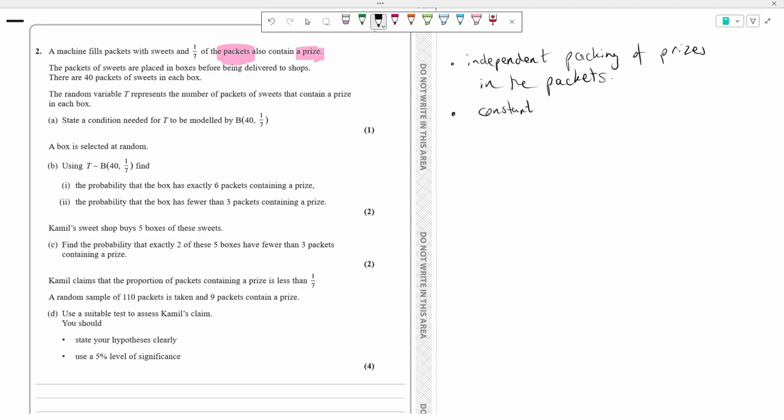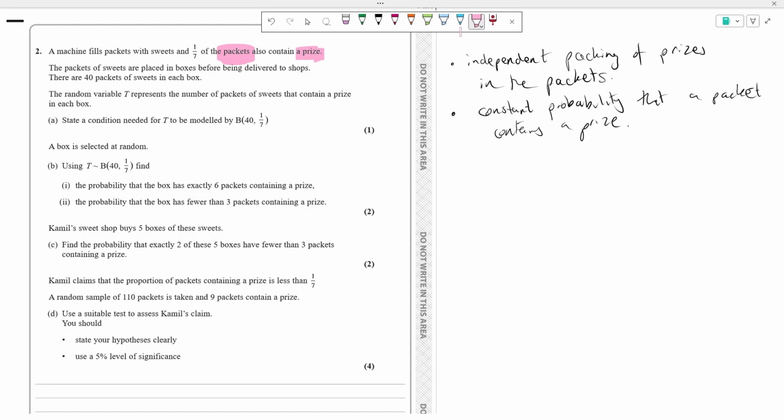You should probably also talk about constant probability, because that is also a key bit. You don't want different probabilities for each packet. So it's a constant probability that a packet contains a prize. Those are your two bits. You don't need both of them, obviously, it's just a one marker, but I think either of these gets you the mark. Okay, part B.